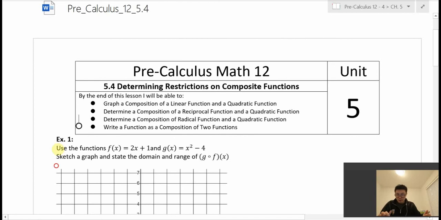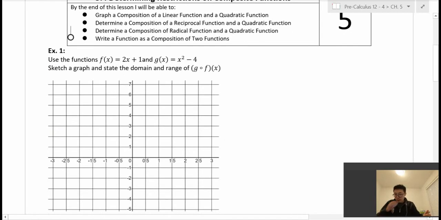So let's look at the first example here. It says use the function f of x as 2x plus 1 and g of x as x squared minus 4. We're going to sketch the graph for g of f and also state the domain and range of g of f. Okay, so first of all, let's figure out what g of f is. G of f of x. So remember, this is the same as this, but I like to write this notation better because it kind of makes more sense to me.